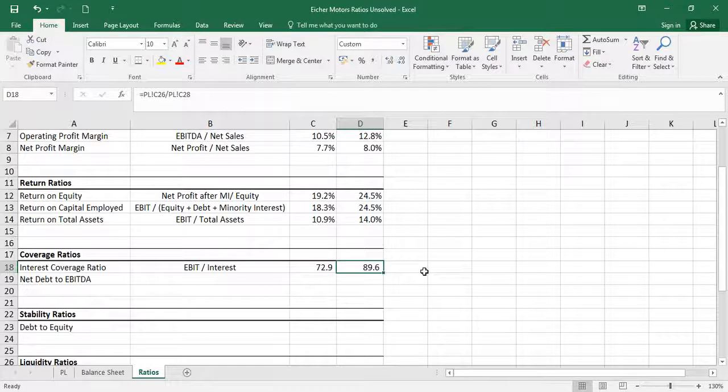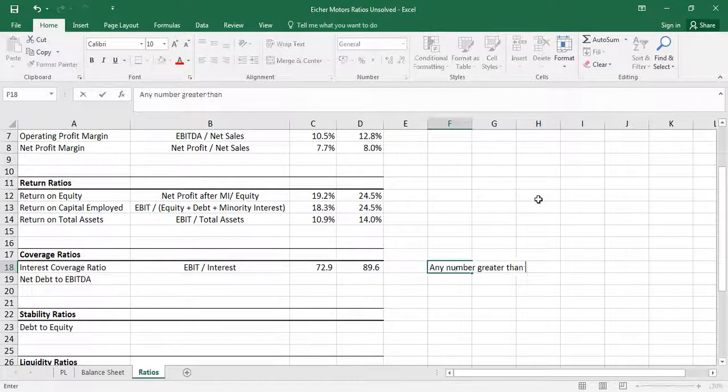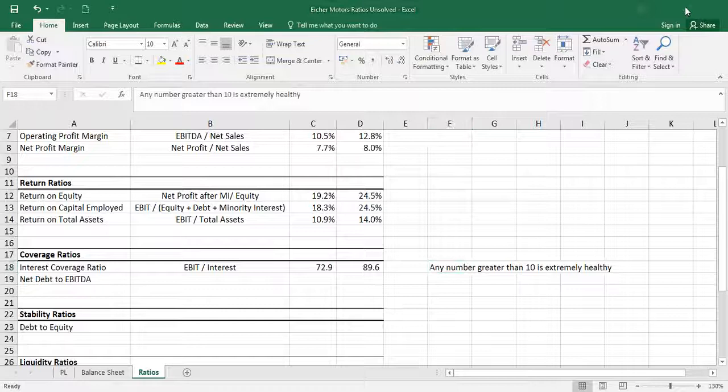We will have a slightly more detailed discussion around this as we go along, but for all practical purposes, any number greater than 10 is extremely healthy, because then even if conditions change dramatically, the company is not going to default on interest, right? Any number below 1 is obviously a challenge, because then the company is already in a territory where EBIT is lesser than the interest. Any number just higher than 1 is also a dangerous territory for the company, right?